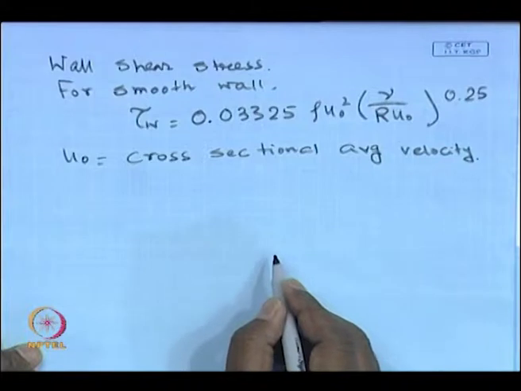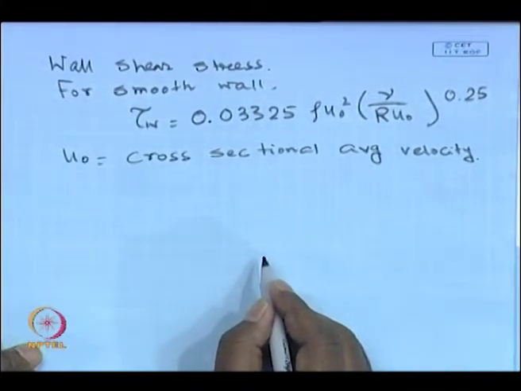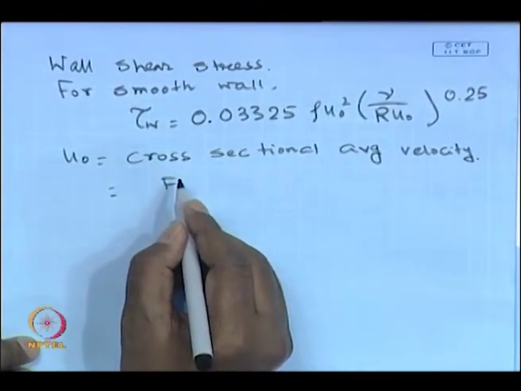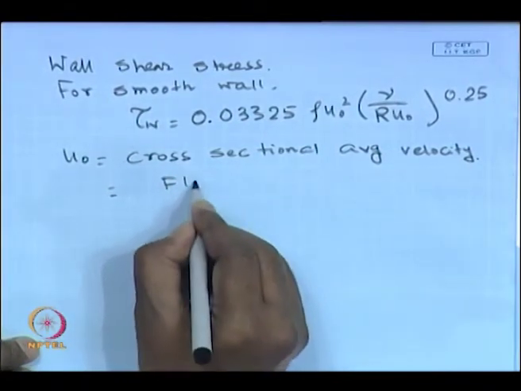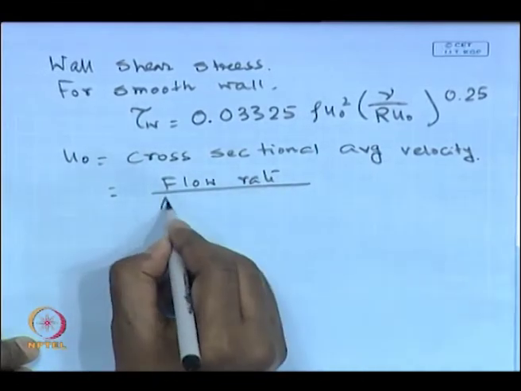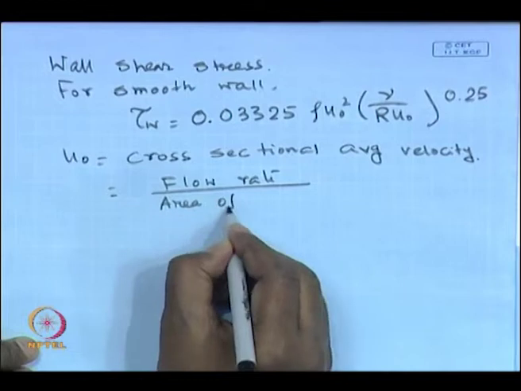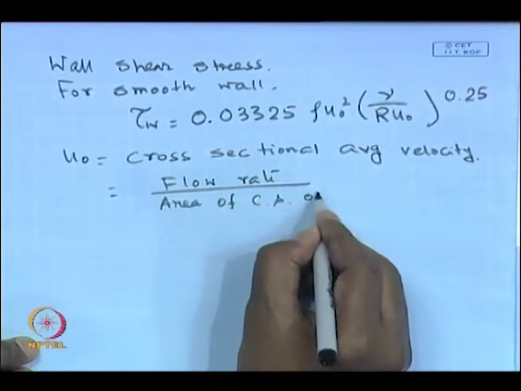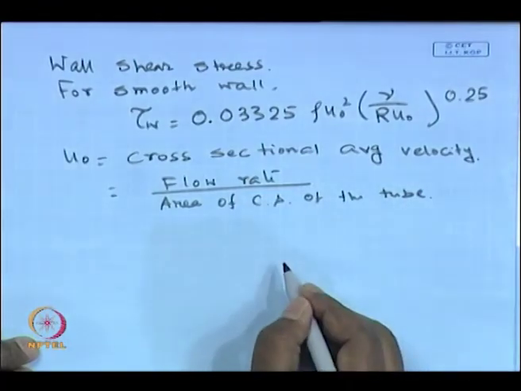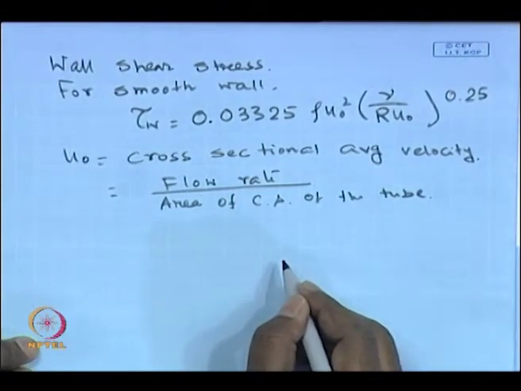How we can estimate the u naught or cross sectional average velocity? That we can estimate, that you can measure. You know the flow rate, you put a rotameter, know the flow rate, you know the area of the cross section, and the flow rate divided by area of the cross section will give you the cross sectional average velocity. Cross section of the tube. What is the area of cross section? Pi r square in this particular case.